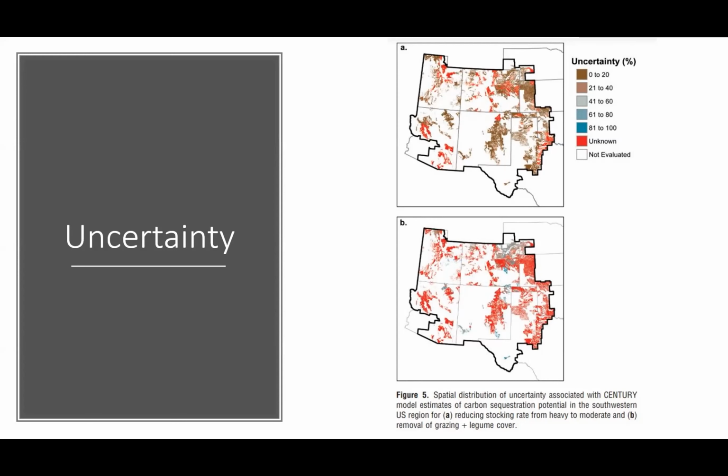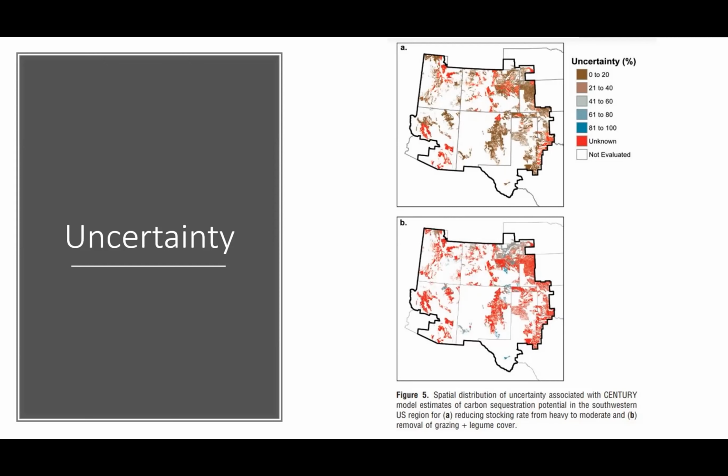So that gives you an idea that if we try to build a program around managing stocking rates, we're pretty confident in what will happen. If we try to build a program around reseeding and adding legumes into rangelands, we're not very confident in what's going to happen, based on the field results that we have and the computer models that we've developed. So that gives you an idea of the importance of uncertainty.